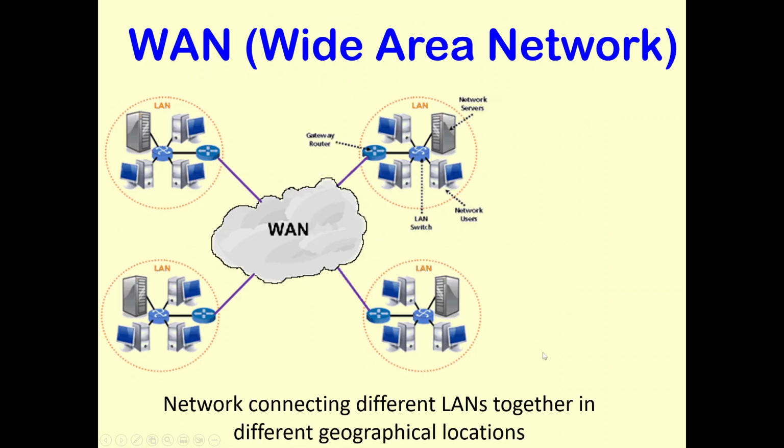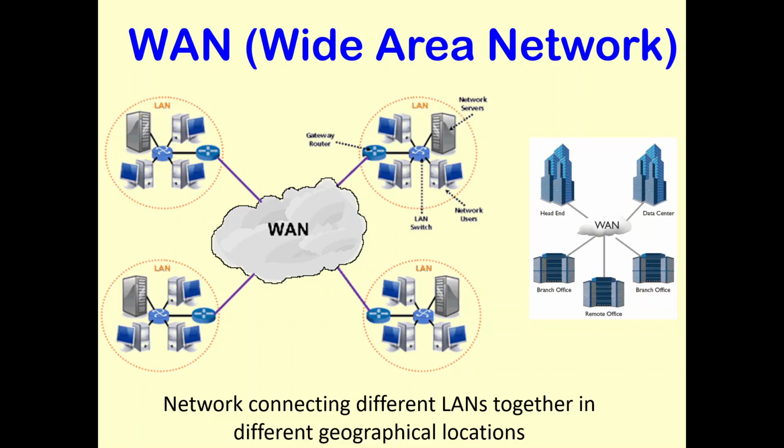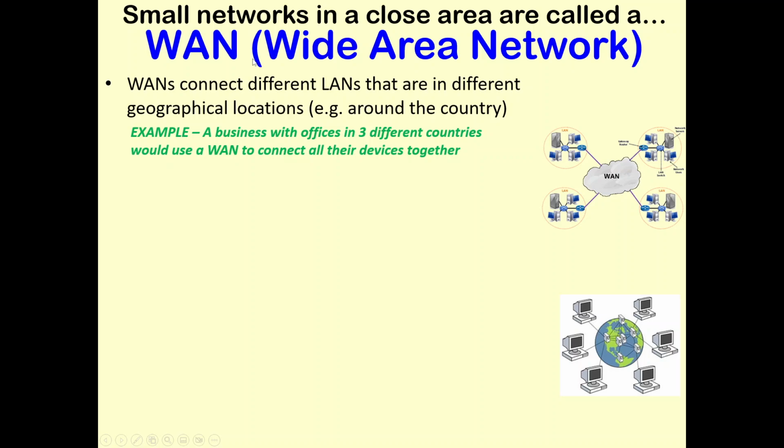Okay, the second type of network is a WAN, a wide area network. Basically, that is multiple LANs, more than one LAN, connected together in different geographical locations. Could be within an area of a country or even around the world. As long as the LANs are in different locations and they are connected. So, multiple LANs connected in different geographical locations.